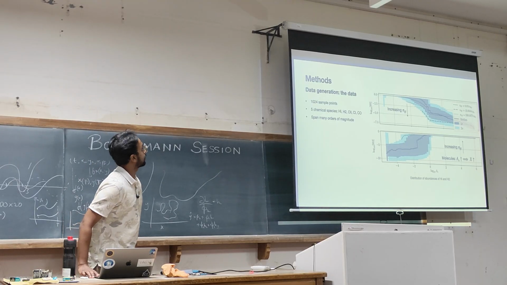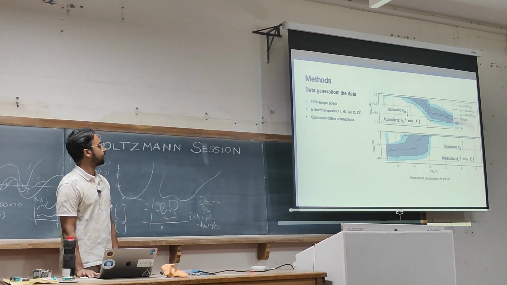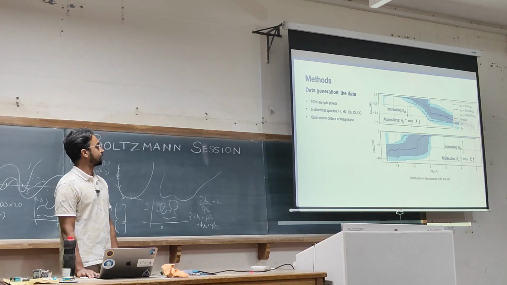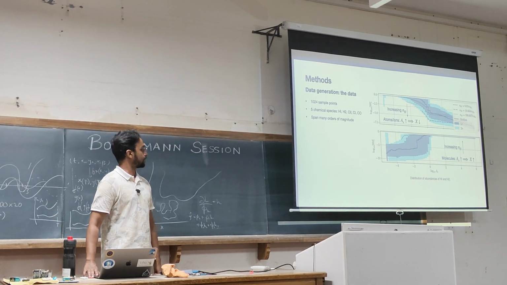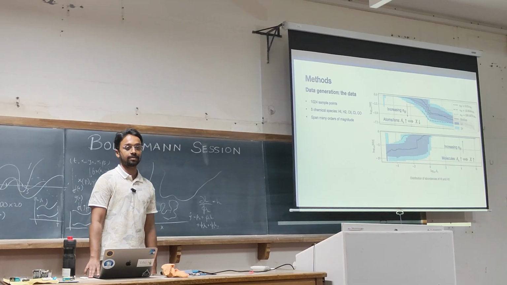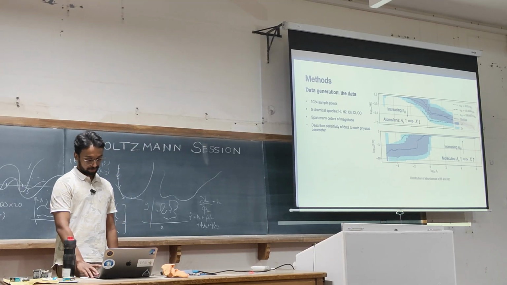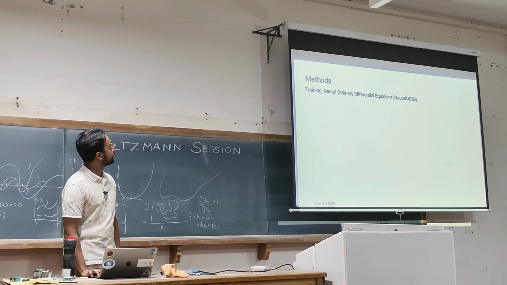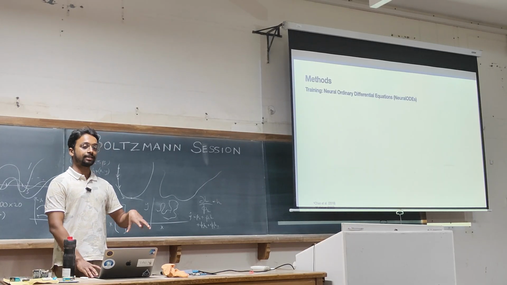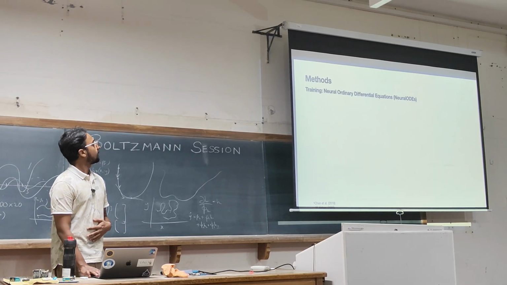This is what I was talking about: for ions the abundances decrease, and for atoms and molecules the abundances increase as you move into the PDR. You want to capture these sort of dependencies. And then once I had this data set, I moved to the training part.